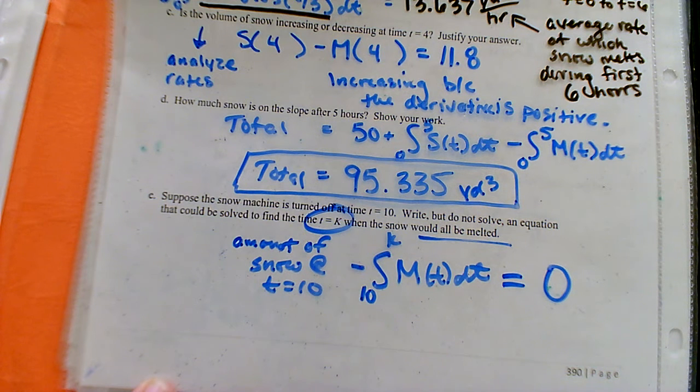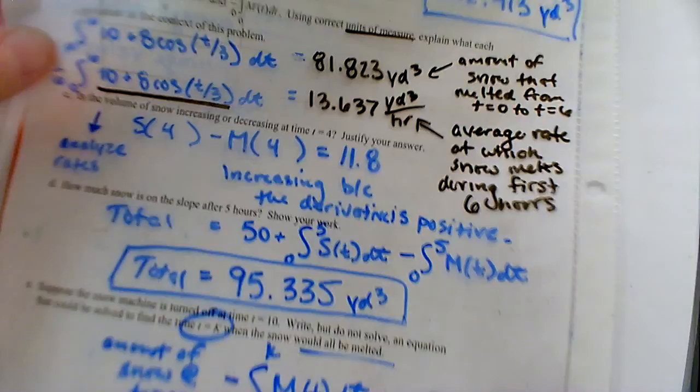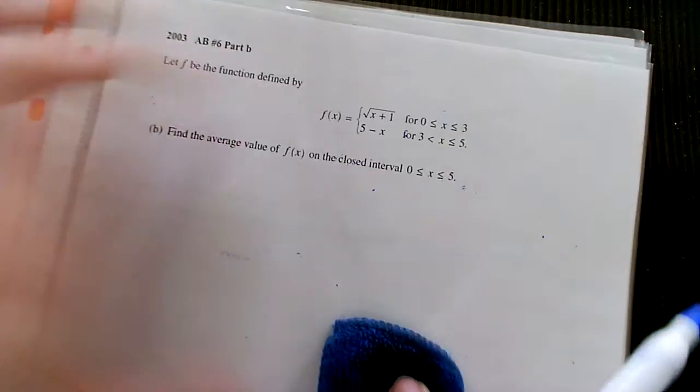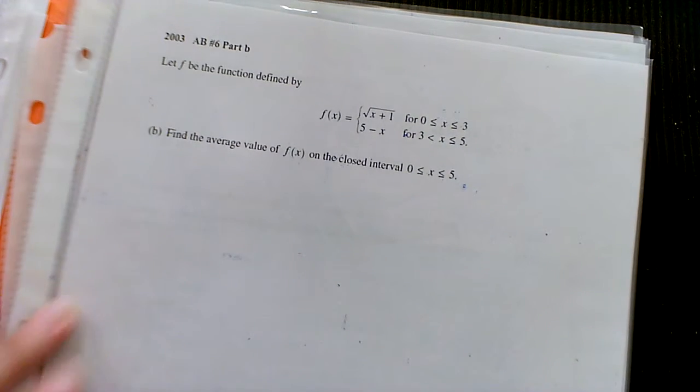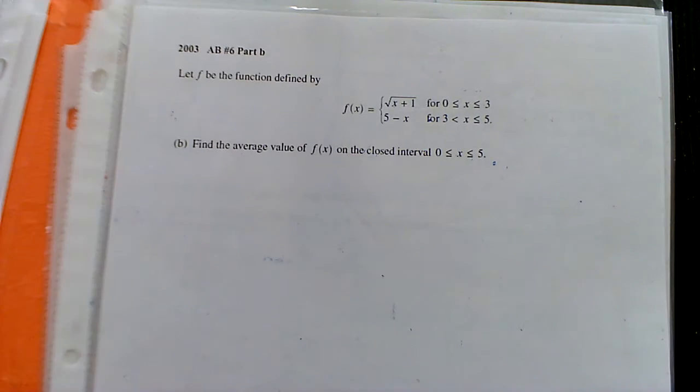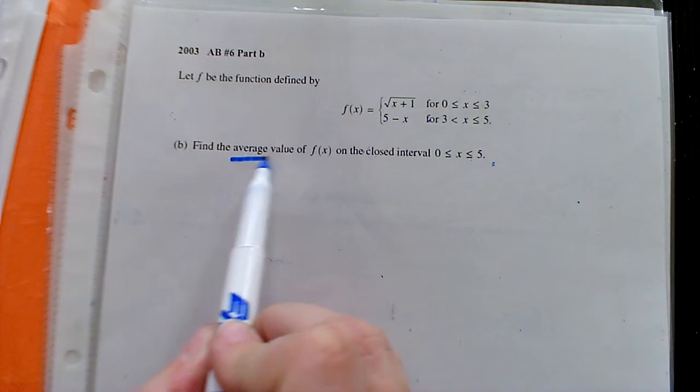Okay, that one's a little trickier, but you got to think about it in your head, kind of visualize the scenario and how you can represent those ideas mathematically. Okay, we have one more to take a look at, and we're done. One more kind of easier average value question. This was taken from a particular part of a free response question, so I think we should be able to do this. Notice the directions.